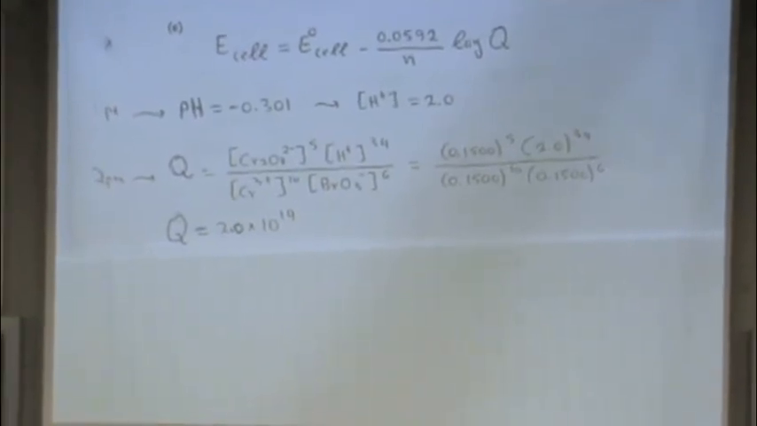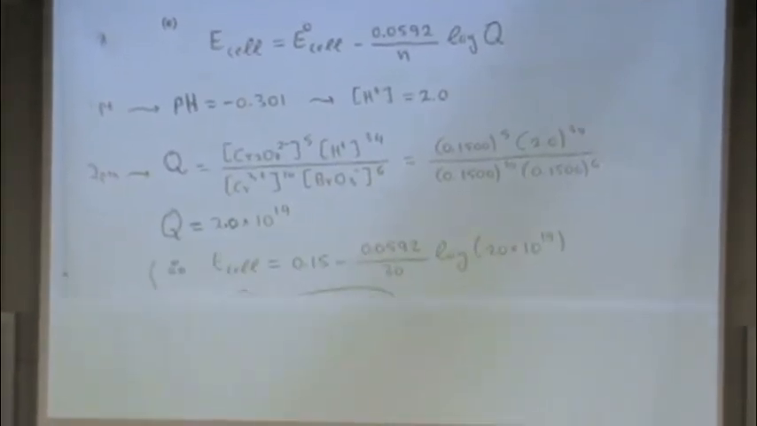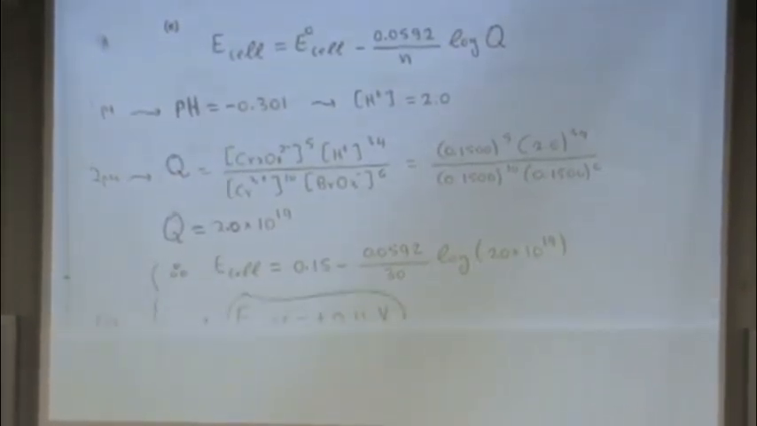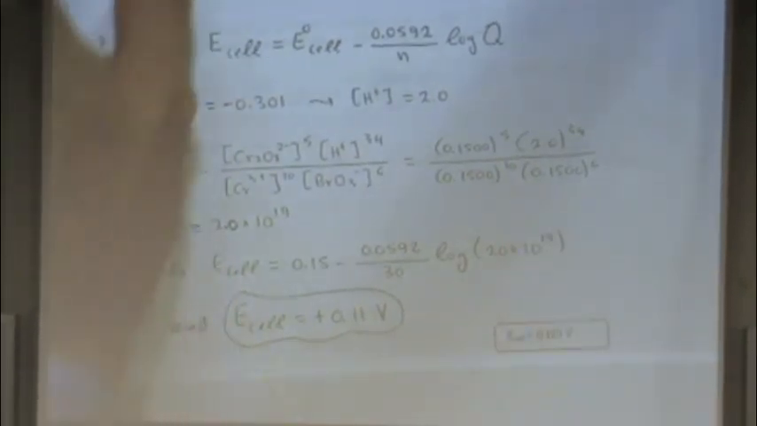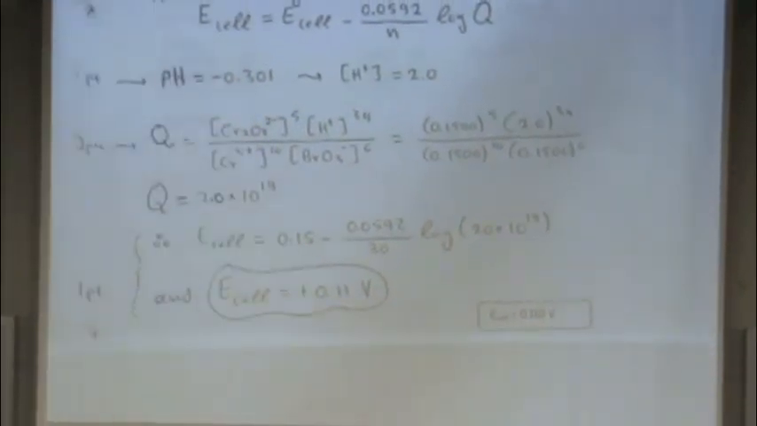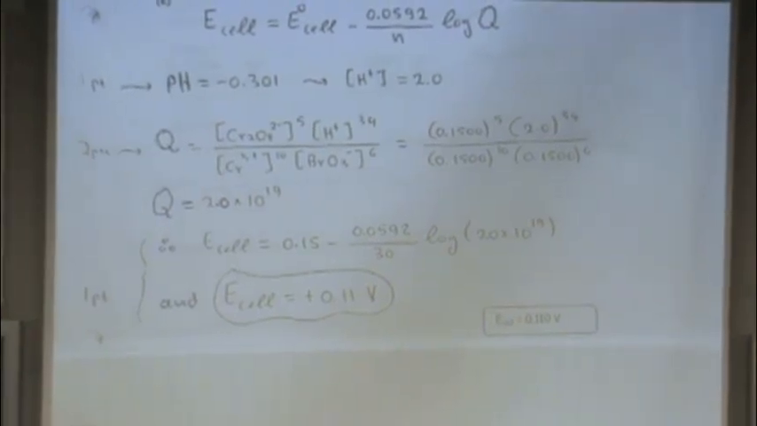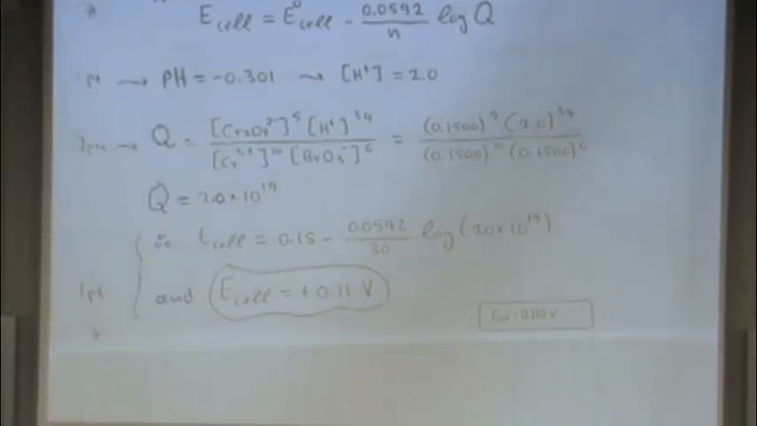Okay, so this is the Q. If you take the equation now and put it in, you have that on the back of your exam, you find out that the E cell is positive and it's less, right? Isn't it? Yeah, it's less.